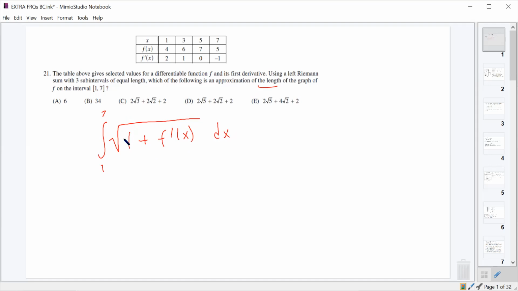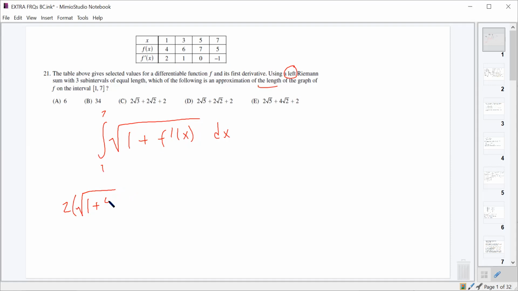And so first thing we need to do is just start plugging in these values of f prime at 1, at 3, and at 5, since we're using a left Riemann sum, to figure out what this ends up being. So if we're going to start at 1, the length of that first interval ought to be 2. So it ought to be 2 times the square root of 1 plus f prime of 1. Oh, sorry, this is supposed to be squared. Forgot to square that.